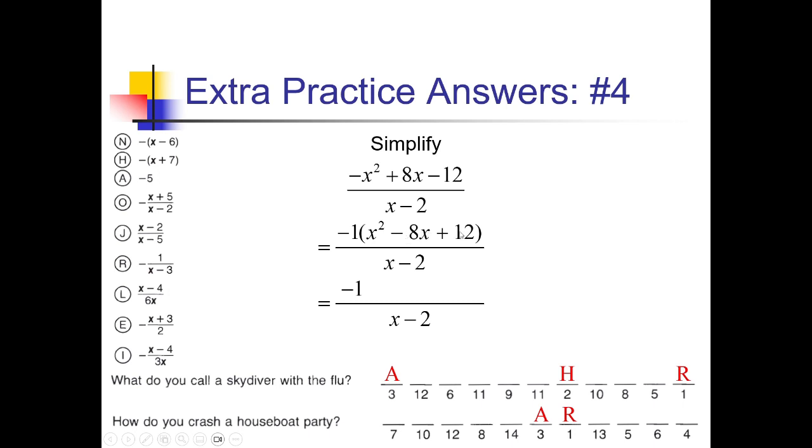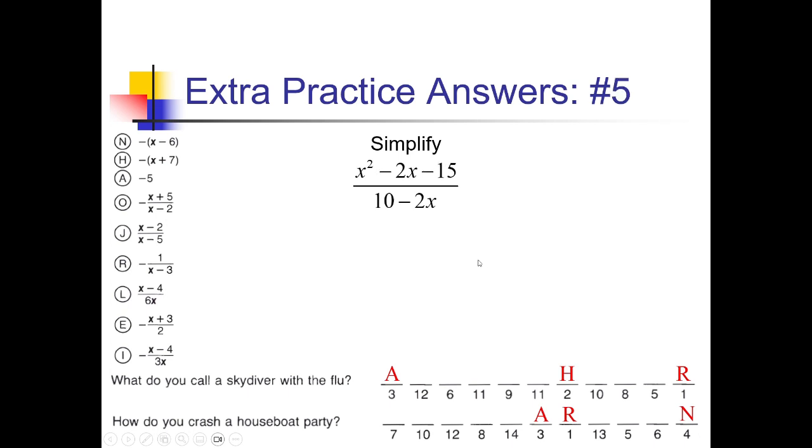I need factors of 12 that add up to negative 8. So 1 and 12 doesn't work. 2 and 6 works if they're both negative. So I can split that up into x minus 2 and x minus 6. These x minus 2's can cancel. So that leaves me with just negative 1 parentheses x minus 6, or negative parentheses x minus 6, which is this top choice over here, N. So I'm going to put that in spot 4, which going through here, it looks like that's at the very end.